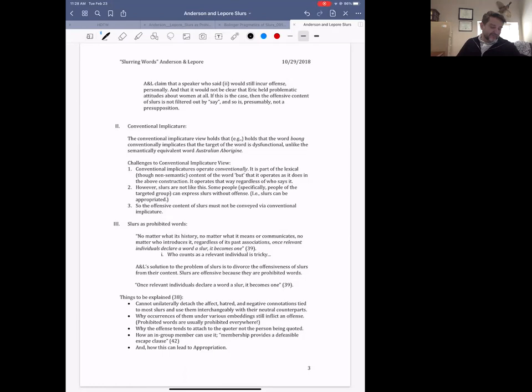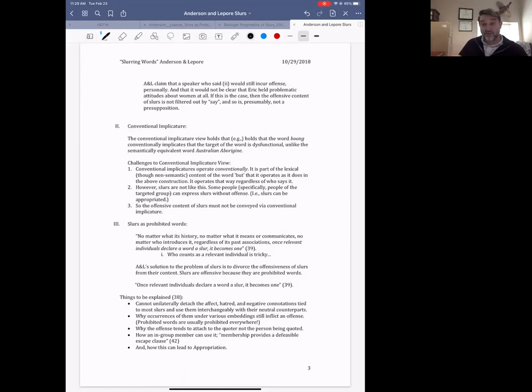However, when it operates conventionally, it's part of the lexical, though not semantic, content of the word, and it operates as it does in the above construction. So it operates that way regardless of who says it. The thought in the argument that Anderson and Lepore use against this kind of conventional implicature view is that conventional implicatures are conveyed no matter who's using the word. So if I use the word "but" in the following sentence, "Mark is a philosopher, but his wife is smart," it's going to carry that implication no matter who says it. It's always going to carry this contrastive element attached to it no matter who says it.